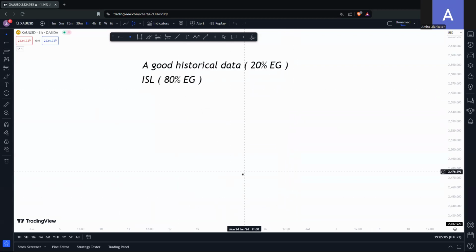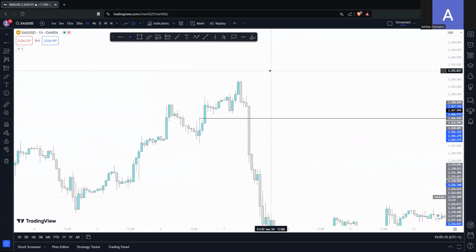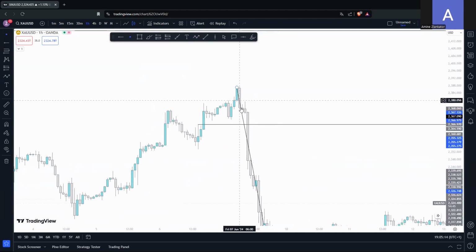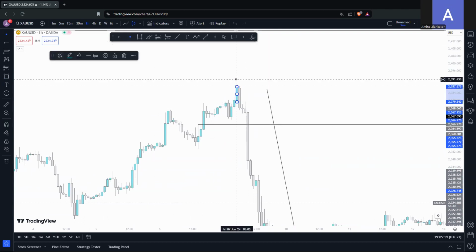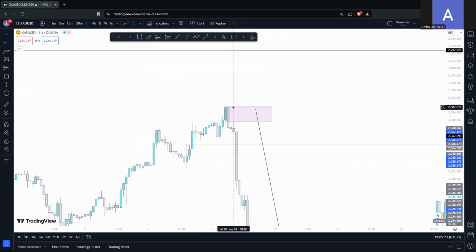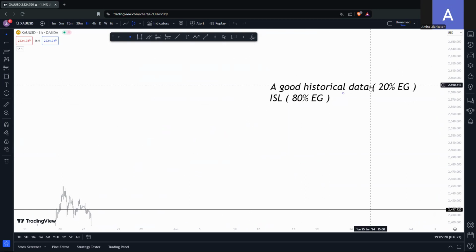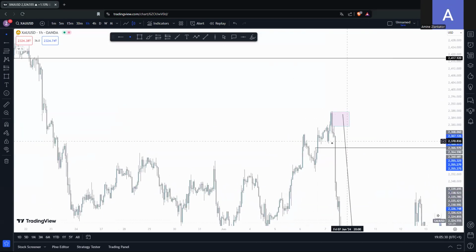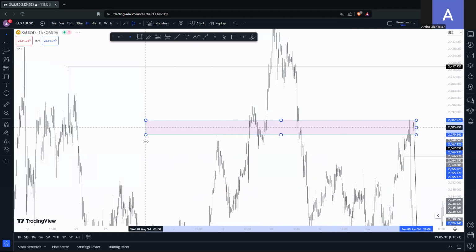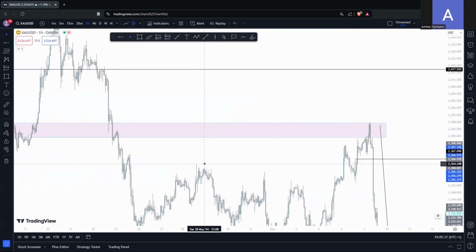So what's that? Okay, let's take a look at a normal engulf example. As you can see here, you see this push down, right? This is the last bullish candle before it started going down. So some people would take this engulf, right? So this is not correct. Okay, this is wrong. The first thing you should look at is a good historical data. What does that mean? You're going to draw that box to the very left and you're going to check if you have at least 3 or 4 rejections.